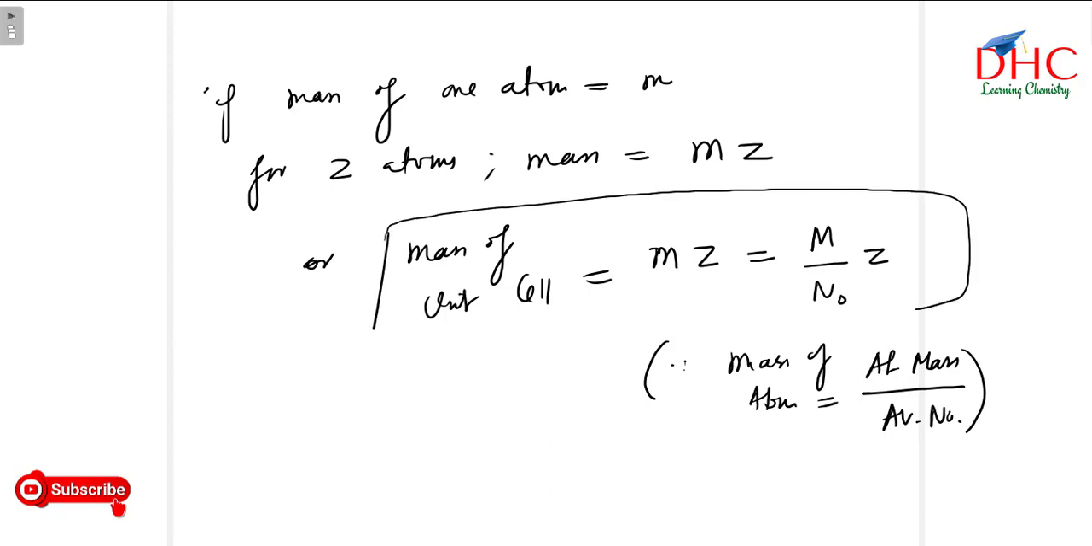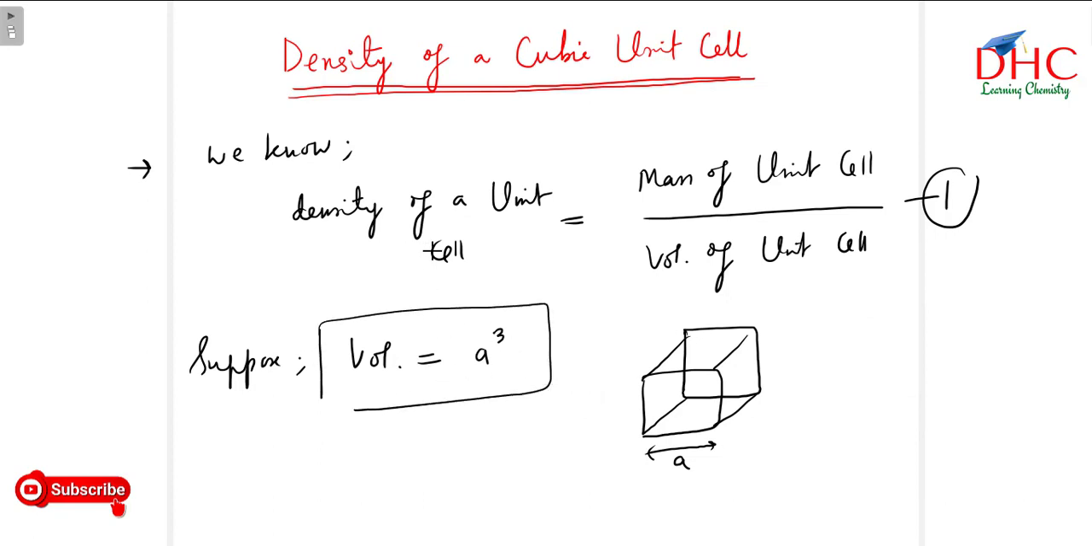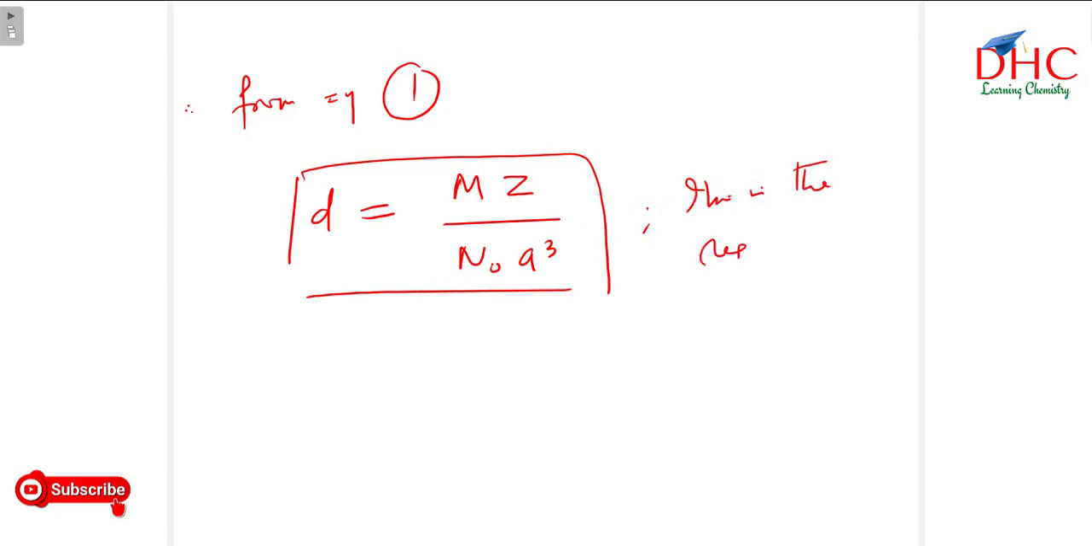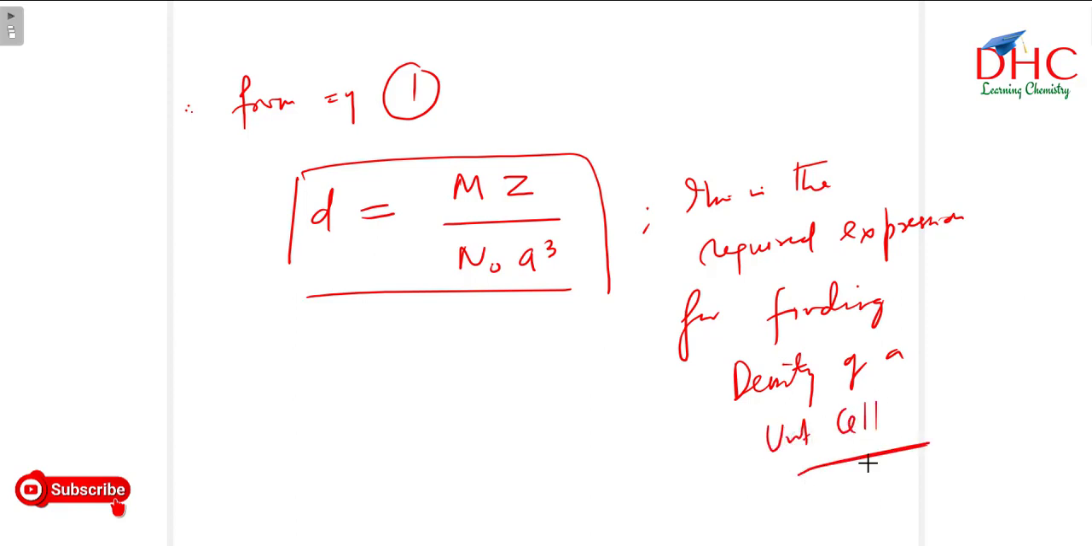So mass of unit cell came out to be M by N naught into z, and volume we already found was equal to A cube. Now put the value of these two in equation first, and we will get the density of that unit cell. From equation first, D, the density, will be equal to mass, that is M z divided by N naught, divided by volume, that is A cube. This is how we can find the density of a unit cell. This is the required expression for finding the density of a unit cell.